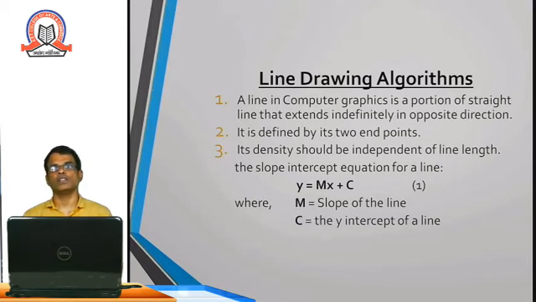Before starting with the topic, we need to understand what a line is. A line in computer graphics is a portion of a straight line that extends indefinitely in opposite directions. It is defined by its two endpoints. It simply means that if we take a big line and take a segment out of it with two endpoints, we can define that as a segment. Its density should be independent of line length.